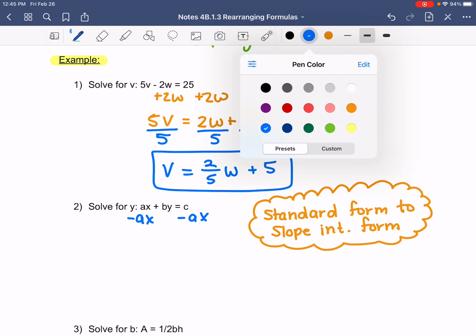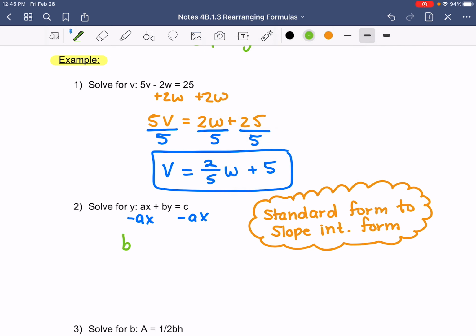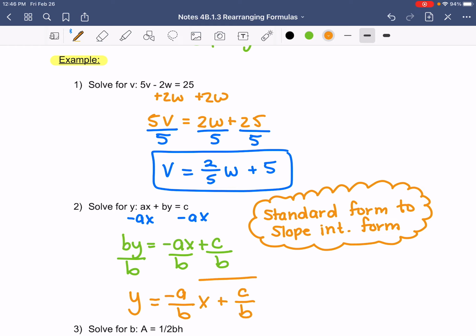We're going to try to get it into slope-intercept form. So I get by equals negative ax plus c. I want to get it into slope-intercept form, so I'm going to divide both sides by b. I am going to separate it even though these are just variables, not numbers that I can actually divide. But if you were trying to get something into slope-intercept form so you could graph it or whatnot, then you would want to divide each one separately. So negative a over b times x, that'd be like the slope. And then c over b, that would be our y-intercept.